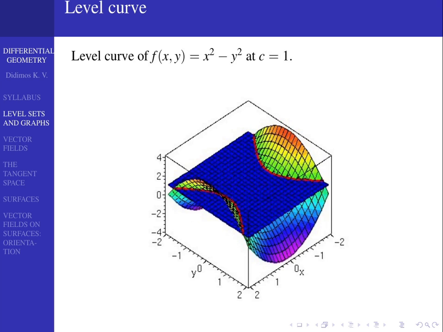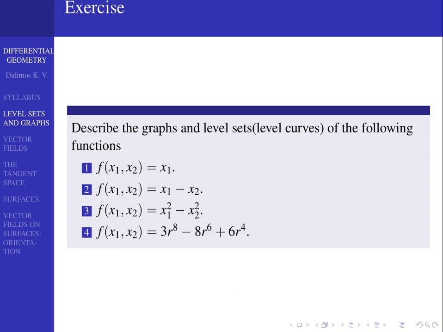Okay, if c equal to 1, we can get the hyperbola, that is also plotted using the red color. So actually that is the intersection of the surface with the plane at c equal to 1. So this is another example. Now you have some exercise problems.